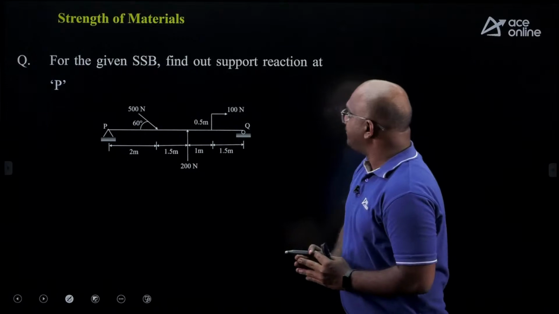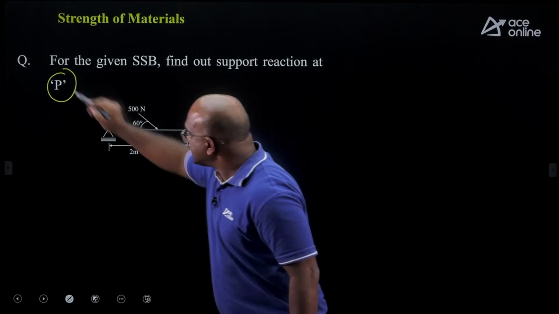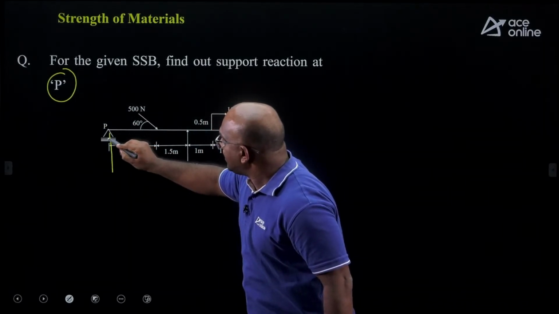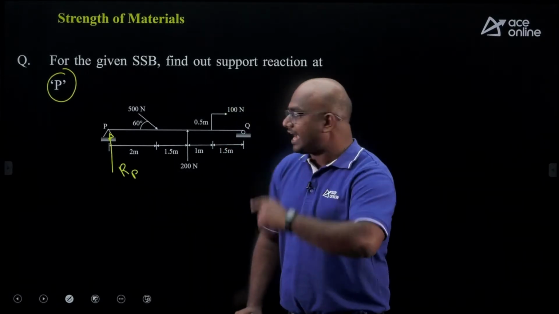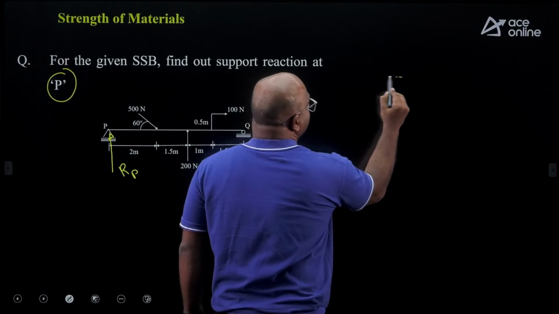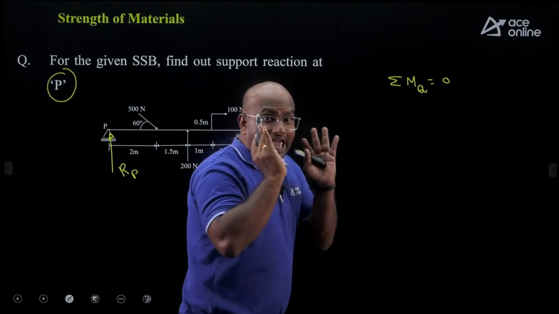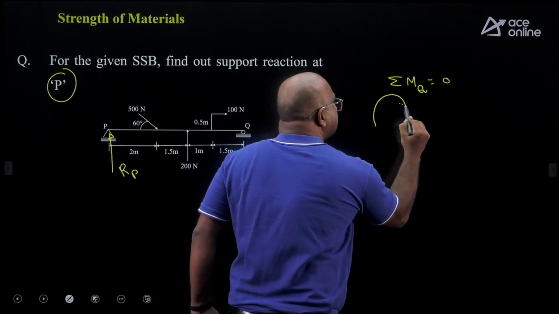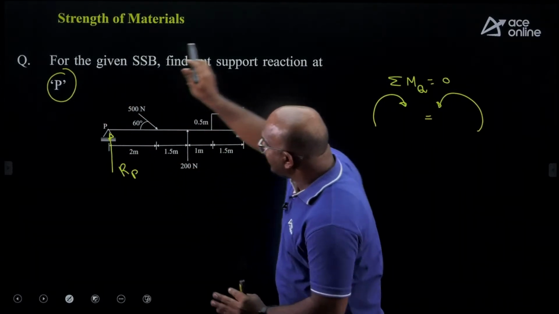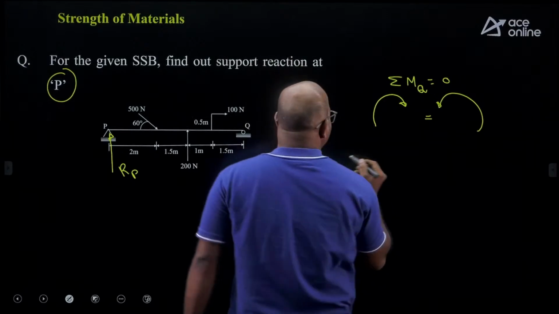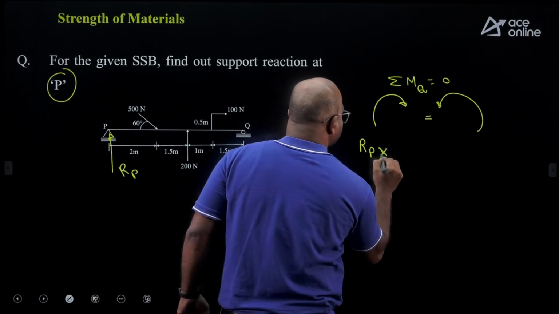Now coming to the next one. For the given simply supported beam, find out the support reactions, guys, at P. He's asking support reaction at P. Direct one step answer, my dear students. Assume reaction at P. To find out reaction at P, take moment about Q. If you take moment about Q, all clockwise moments must be equal to anti-clockwise moments about Q. Now first of all, RP will give you clockwise or anti-clockwise? Clockwise. How much, guys? RP multiplied by 6.